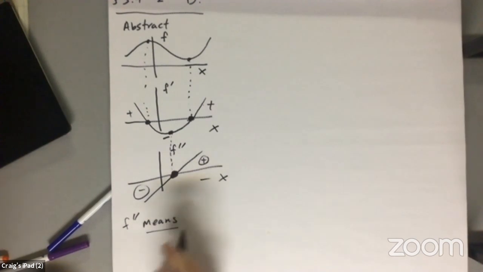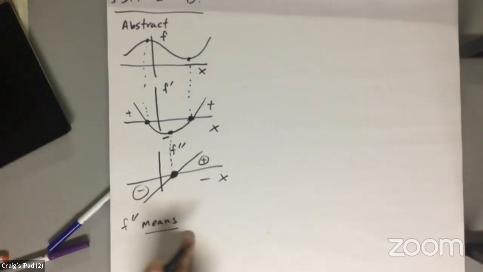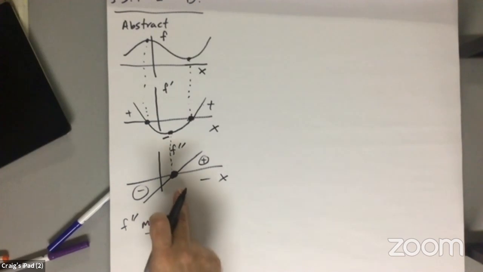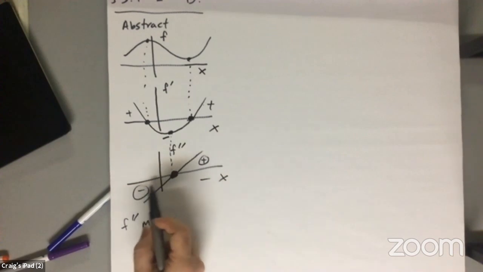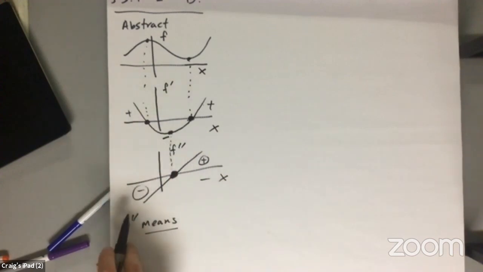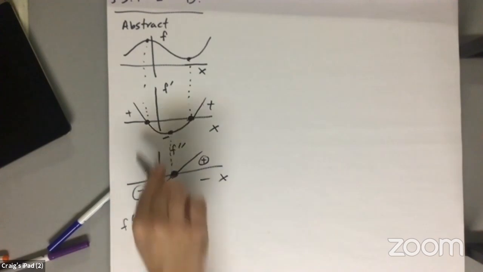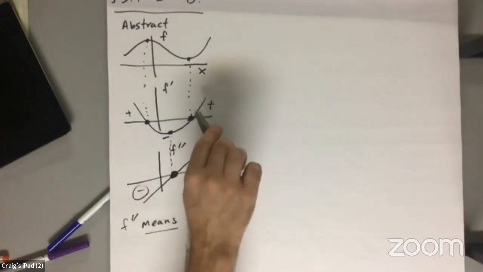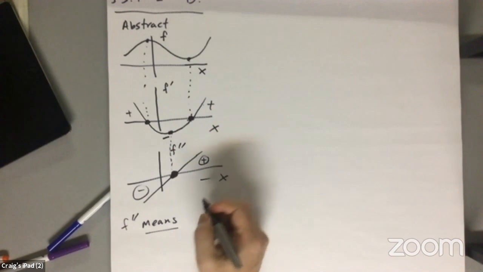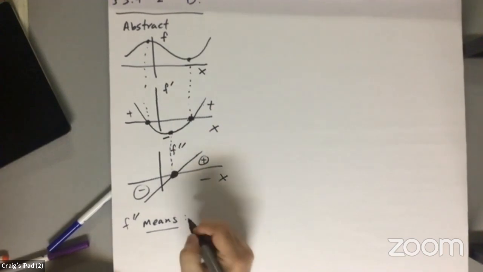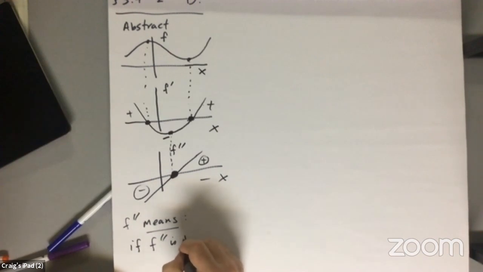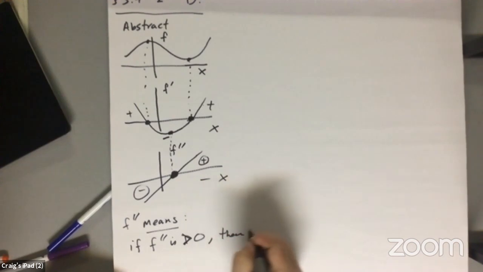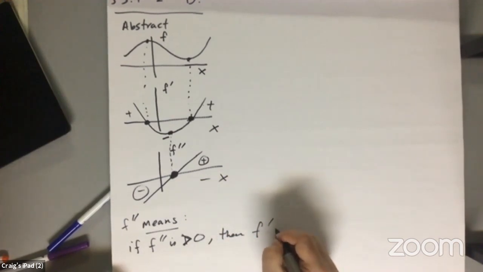What does the second derivative mean? Second derivative positive means the first derivative is increasing here. And the second derivative being negative means the first derivative is decreasing. So what does it mean for the first derivative to be increasing over here? If f double prime is greater than 0, then the first derivative is increasing.